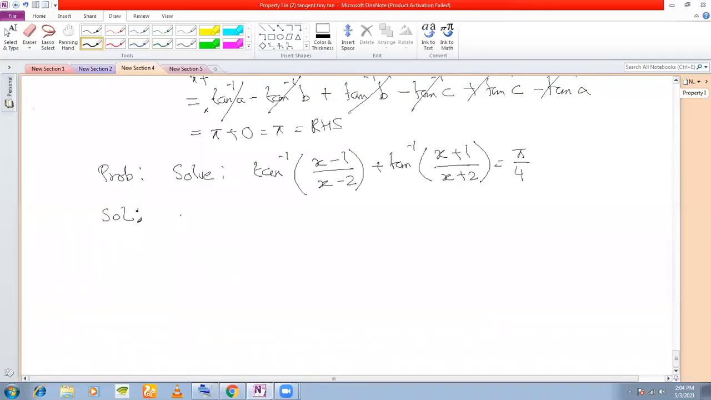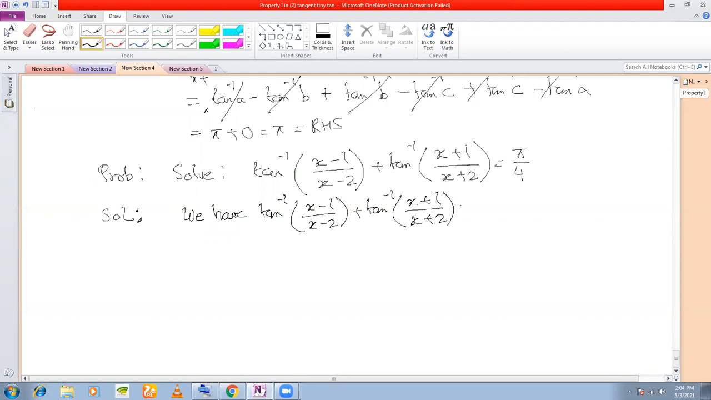Anyway, so we start here. So we have tan inverse (x minus 1)/(x minus 2). This is a little long sum, so I think the sum will be carried forward to the next class also. We need to solve this.